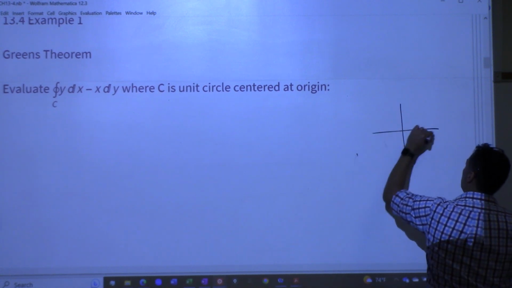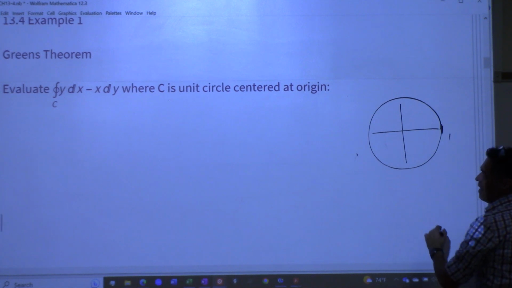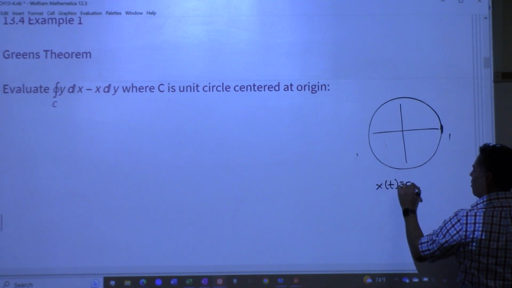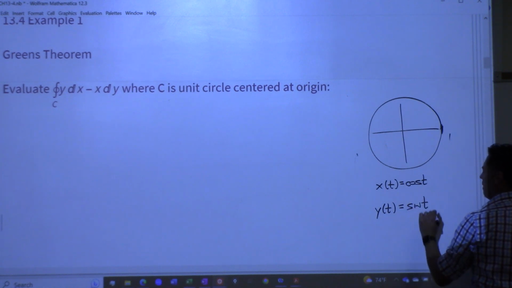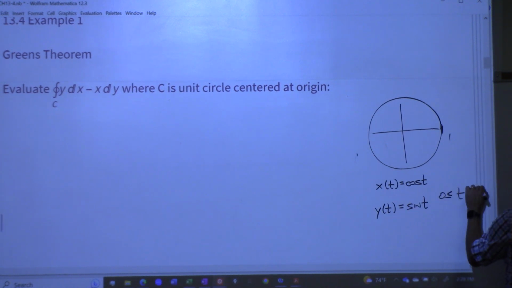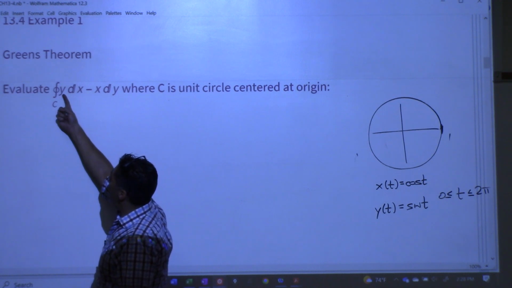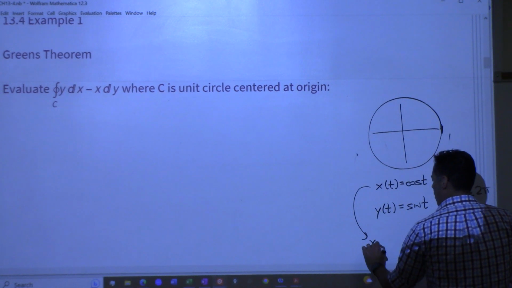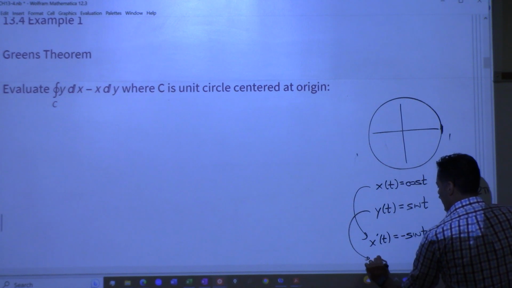I'm going to take the unit circle centered at the origin, and I'm going to have to find parametric equations for this unit circle. X of t is cosine t, y of t is sine t, t is between 0 and 2 pi. That should draw me the unit circle, right? Then I'm going to need to plug in y and the derivative of x. So I'm going to need the derivative of these. X prime of t is negative sine t. And then y prime of t, I'm going to need that as well.